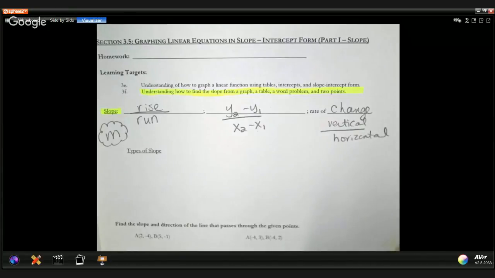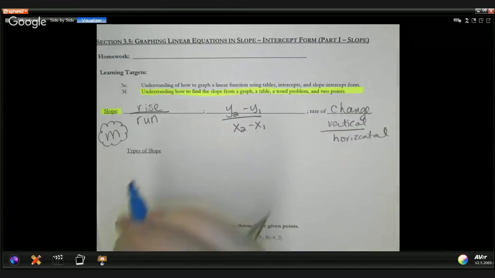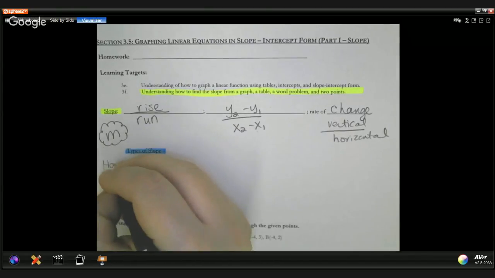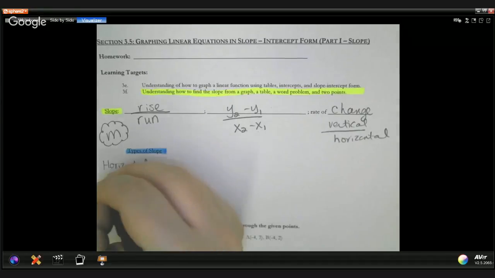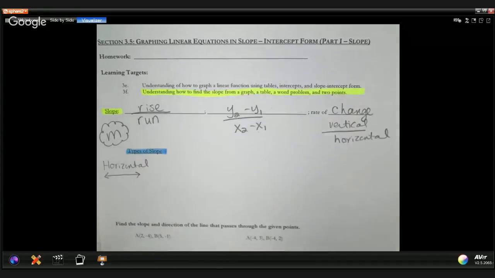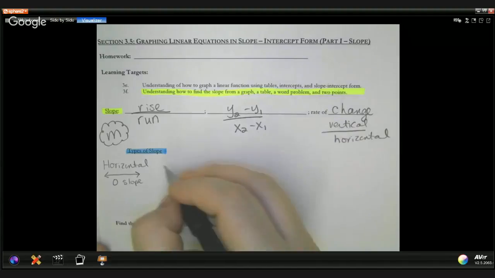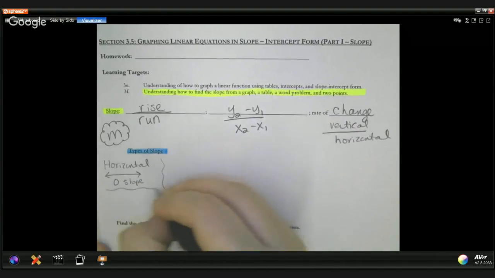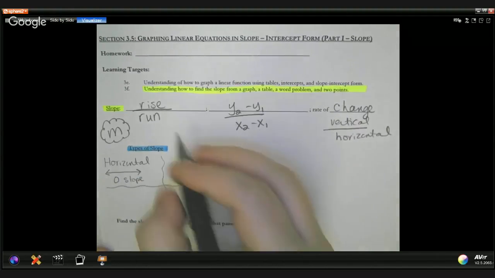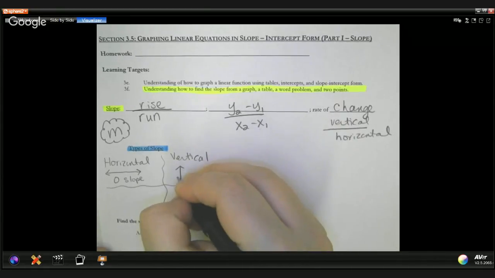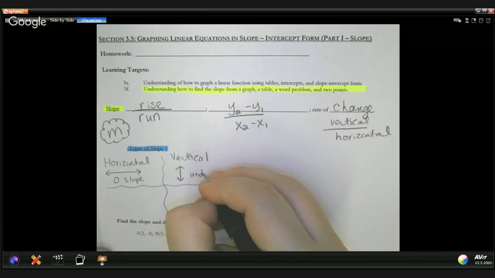All right, so there are 4 different types of slopes. There's 4 different things that lines can do. The first type of line you can have is a horizontal line. And a horizontal line just goes left to right. A horizontal line has a 0 slope. The next type of line you can have is a vertical line. And a vertical line actually has an undefined slope.